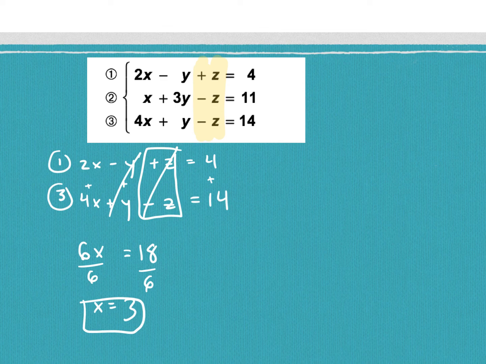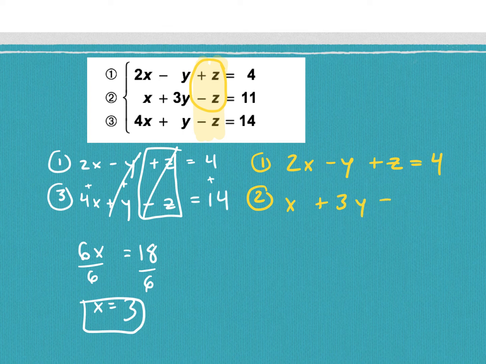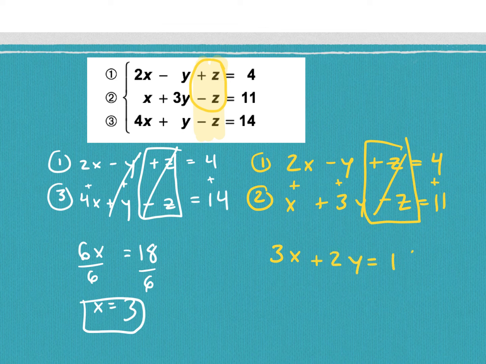1 and 2. Again, we want to cancel out the z's. If we canceled out the z's the first time, we have to do it again the second time. So I'm going to pick 1 and 2. So I have 2x minus y plus z is equal to 4, and x plus 3y minus z is equal to 11. Will my z's cancel out right away? Yeah, perfect. So I don't have to multiply any equation by anything. And now I add everything together. So what's 2x plus x? 3x. And what's negative y plus 3y? 2y. And then that's equal to 15.